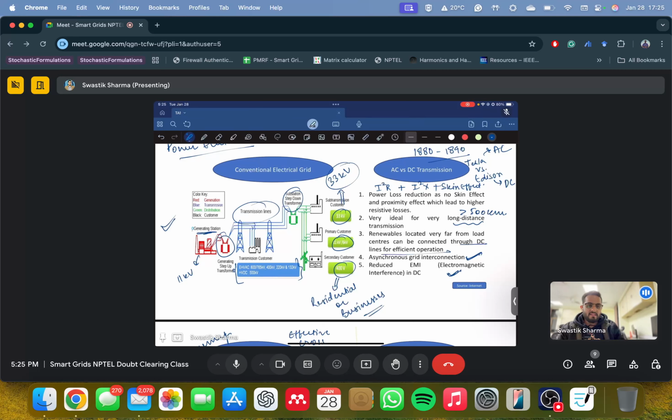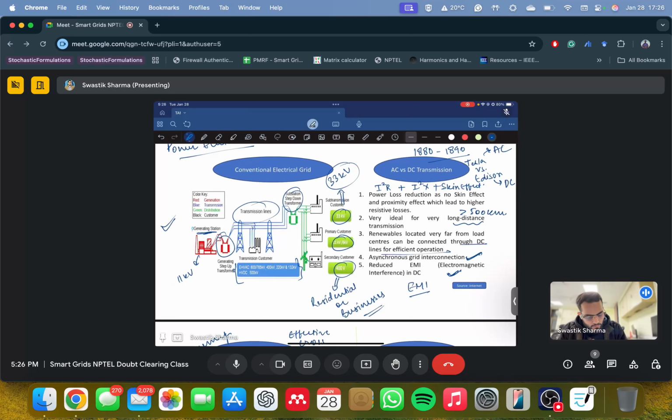Next, EMI is less in DC. I'll say less. I won't say there is no EMI, but there is lesser EMI in DC. Why is that? Because in AC, there is alternating current and it produces alternating magnetic fields, and there is a chance of getting EMI, especially at high frequencies. But this does not happen in DC. It only happens at places where converters are located, because converters operate at a very high frequency. Wherever there are higher frequencies, EMI will be there.